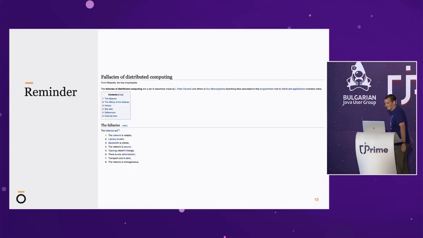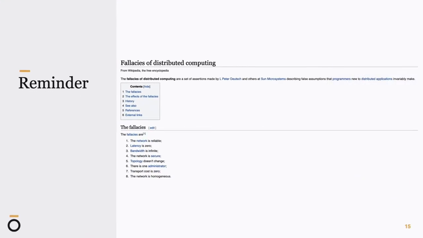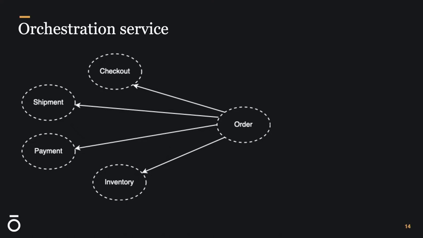So at this point in time, I felt it necessary to remind you of the fallacies of distributed computing, which are a list of assertions that some smart people at Sun made a long time ago. This basically boils down to the fact that distributed computing is hard, and there are many problems that can happen with it. Going back to the example, the order service will have to deal exactly with this kind of problems: unreliable networks, retries, compensations, etc.